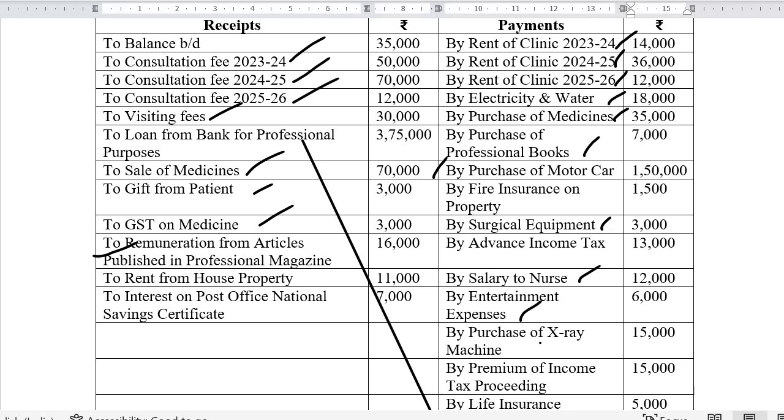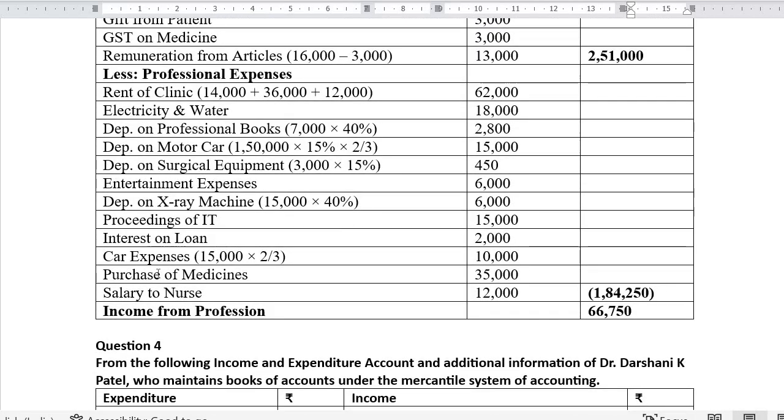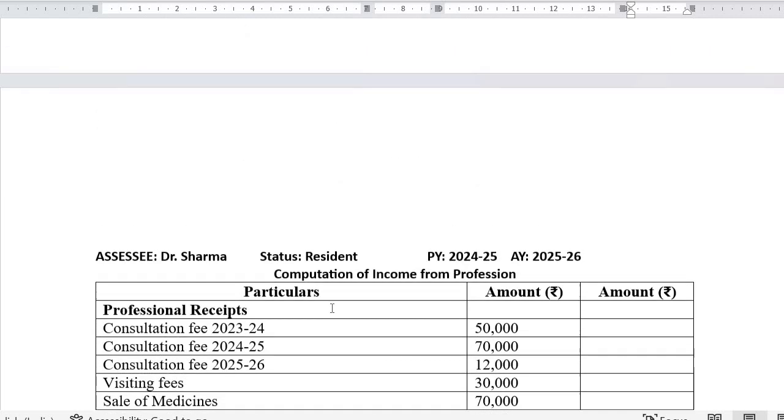Purchase of X-ray machine. I told you it is a capital payment. 40% is the rate of depreciation. We shall check all the 3 is given. So, salary of nurse is here. Depreciation of X-ray machine 40%. The entertainment expense 6,000. Okay, next.